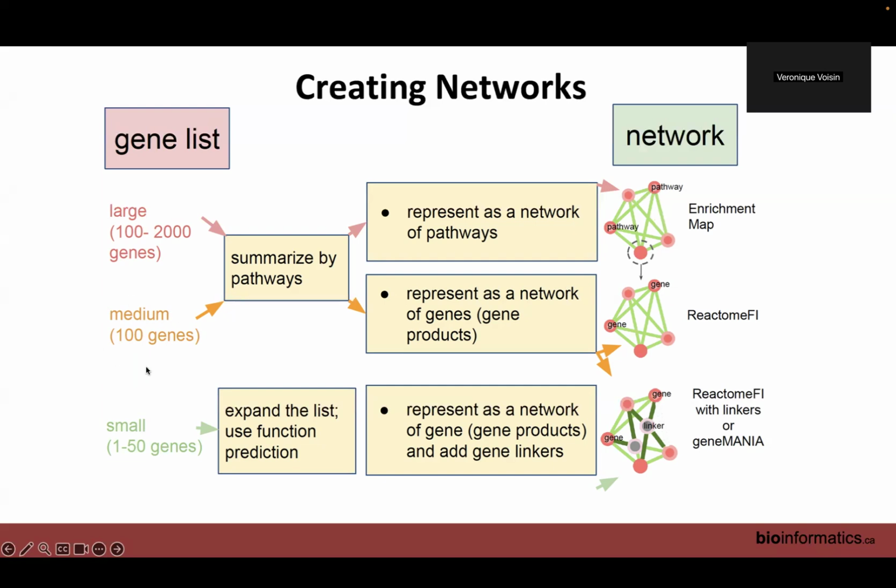But what about if I have a medium size, let's say 100 genes, maybe I will be able to for sure summarize as pathway first, but also to represent as a network of genes, for example, using the Reactome FI app. So in this case, in my network, the nodes will be the genes and the edges will be the functional interaction between my 2 genes. In this case, because my network is going to be very big, like 100 genes, I don't want to add linkers. So I'm not going to add additional genes to the network.